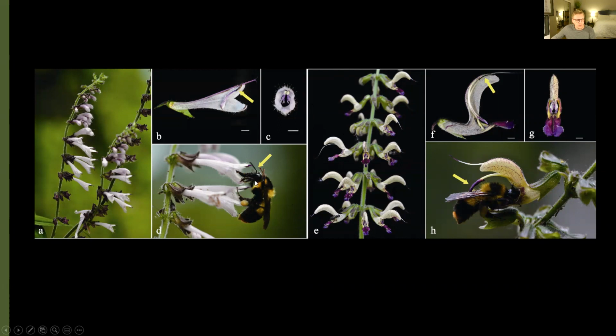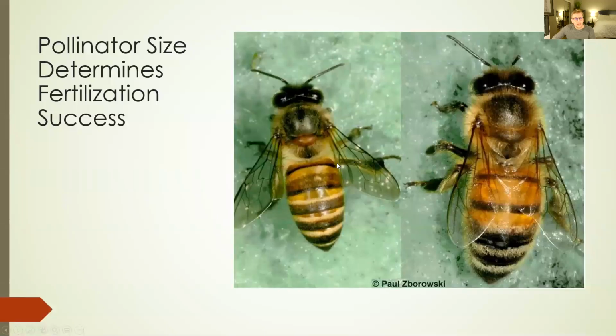So what's important in this figure is the way that the stigma and the way that the anthers are interacting with this pollinator. So we can see that we have to have the right size pollinator in order for this whole situation to occur. And scientists have done several studies on this and have sure enough figured out that pollinator size determines fertilization success in Salvia.